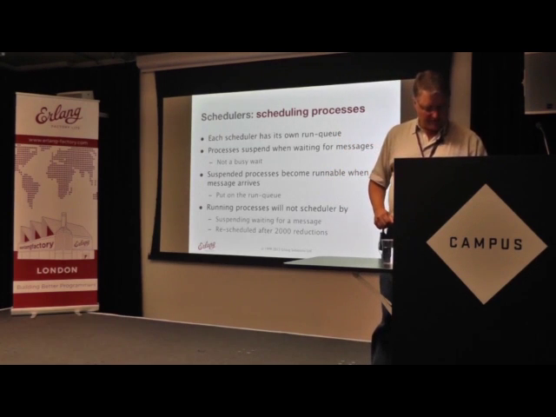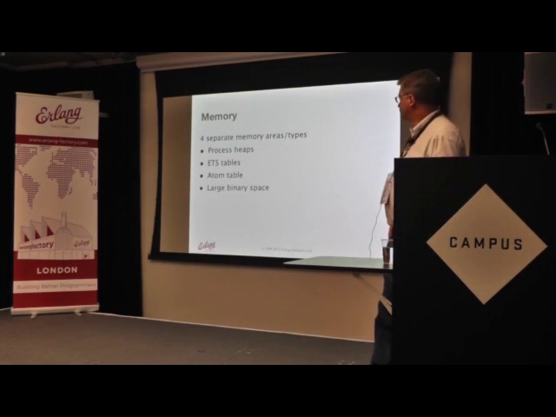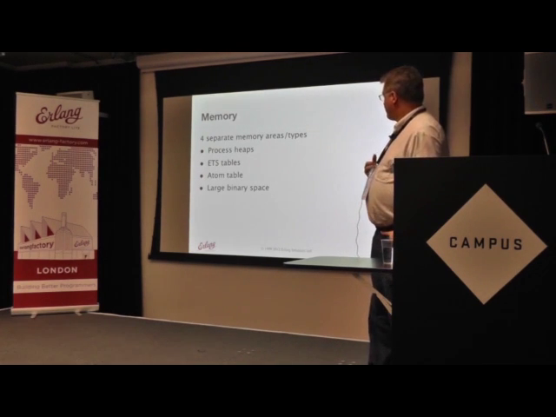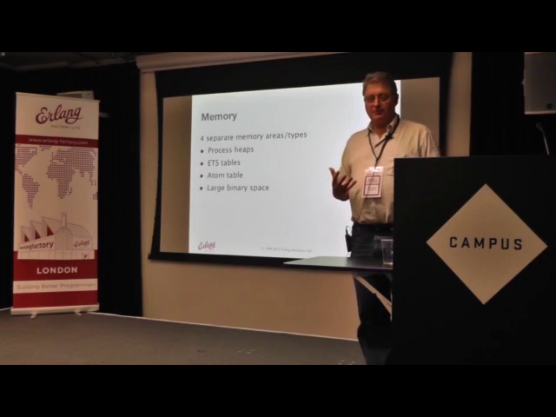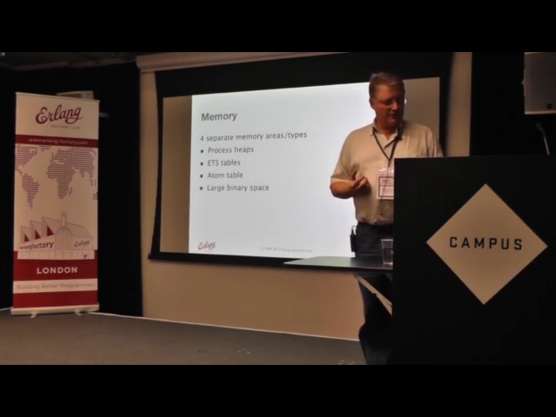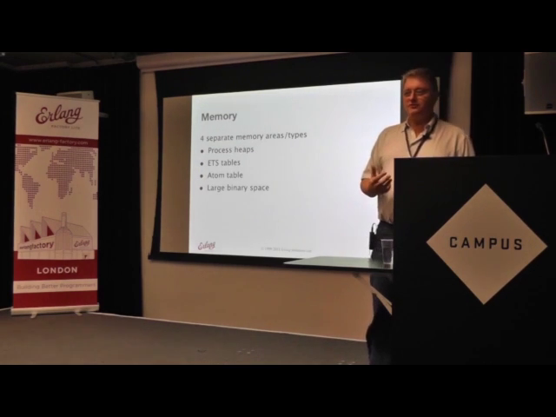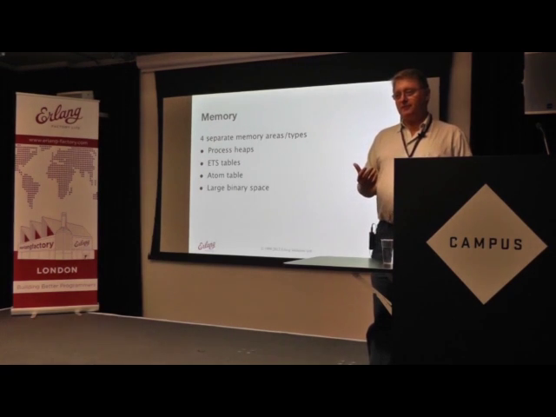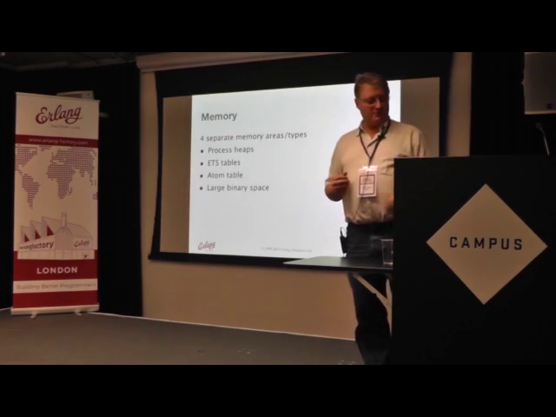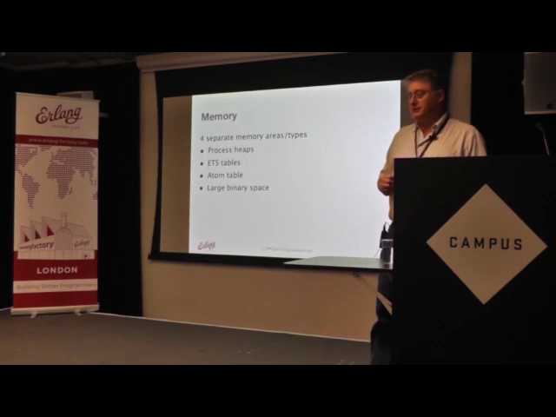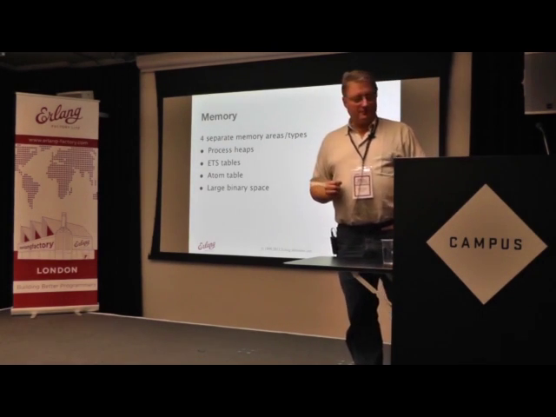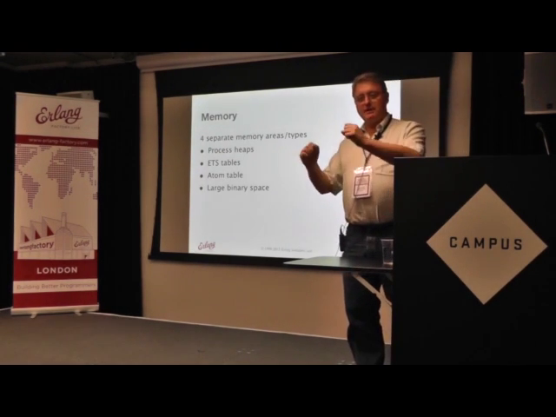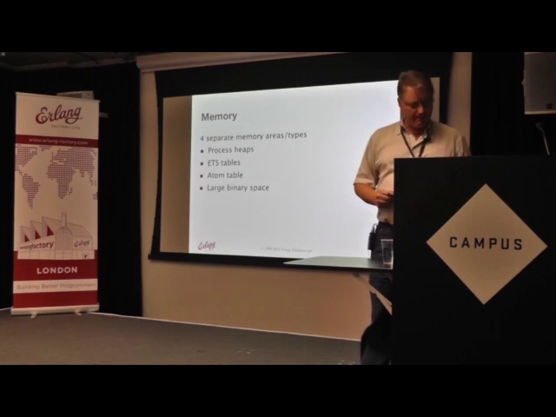A bit about memory. Basically, there are 4 different types of memory areas in the system. So there are process heaps. Each process has its own heap. ETS tables are in a separate area as well. They're outside all processes in a separate area. The atom table is also its own separate area for keeping atoms. And we've got, I think it's called the large binary space, where we put big binaries.